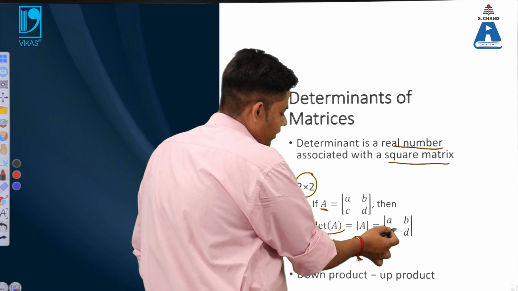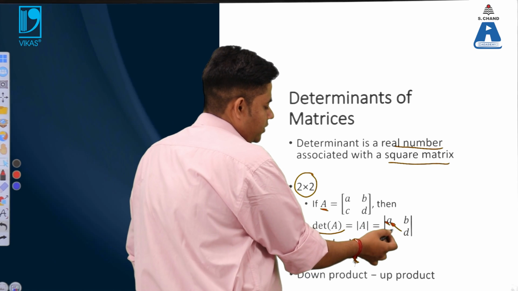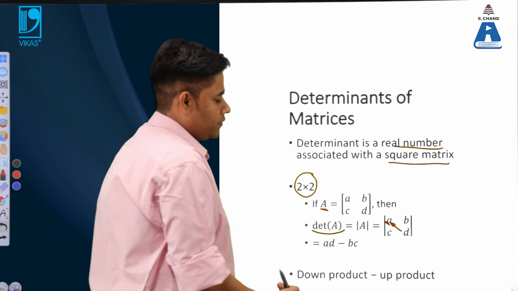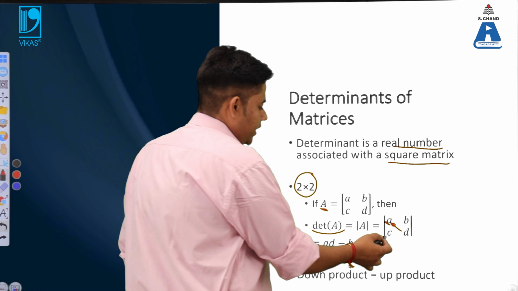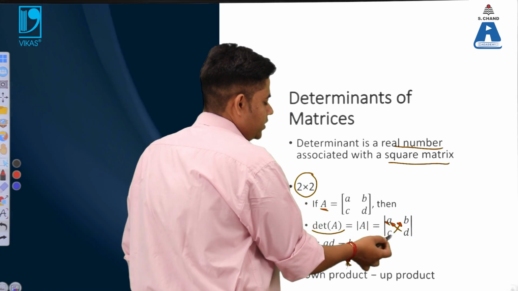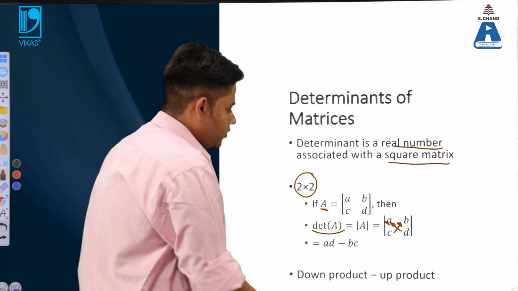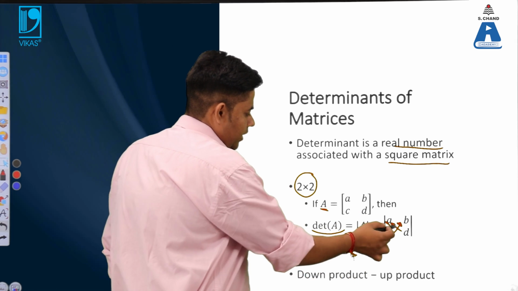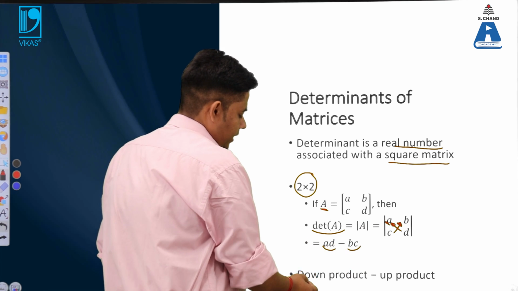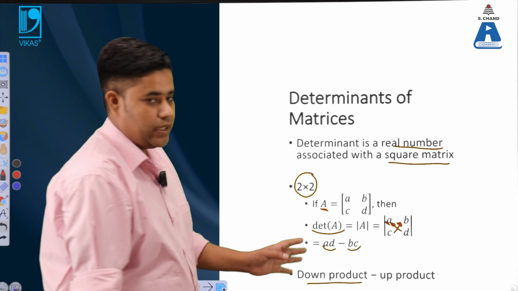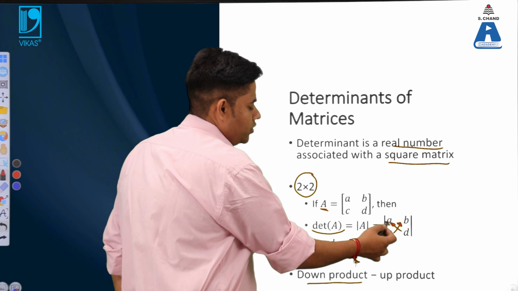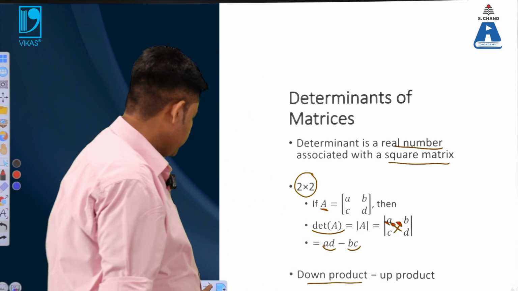So what do we have? We need to multiply these two elements together. So D multiplied by A, and that is termed as the down product. And we use a negative sign and we go with the multiplication of these two numbers. That is called the up product. So A into D is AD and C into B is BC. So we use a minus sign here. So the procedure is down product minus up product. The down product is the product of these two numbers, and the up product is the product of these two other elements.